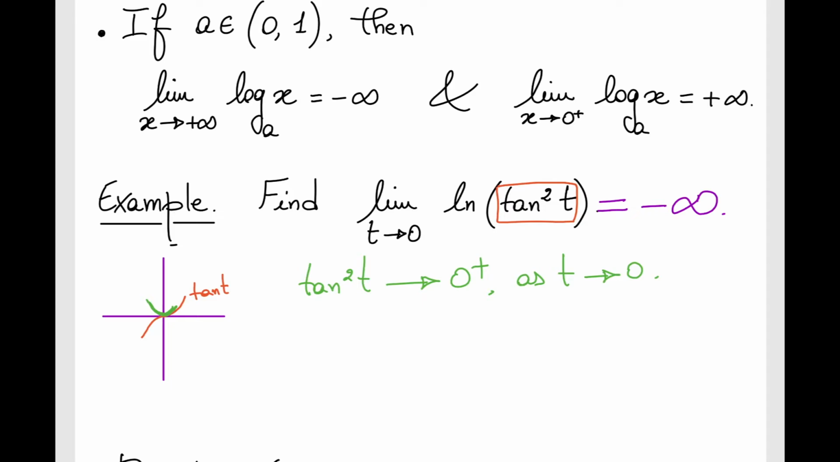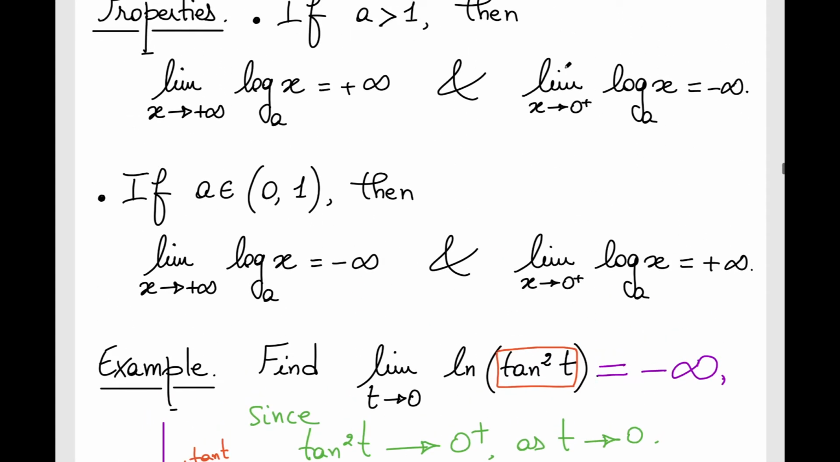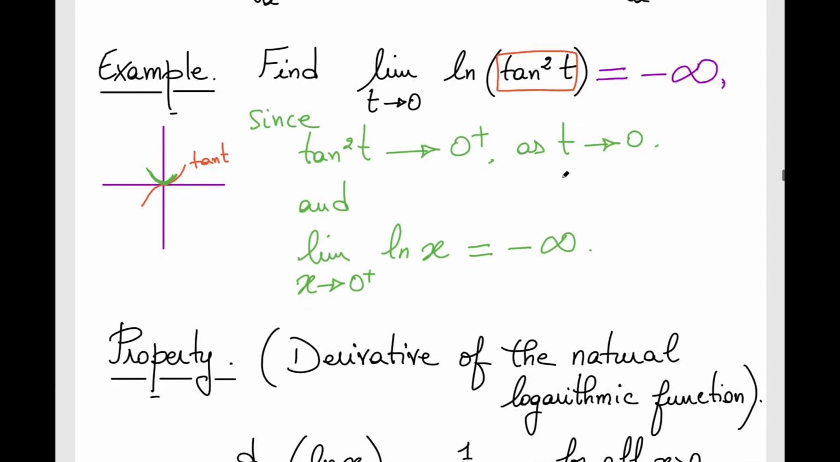Okay. So if you want, you can say this: since tangent squared of t is approaching 0 from the right, and the fact that the limit as x goes to 0 from the right of ln of x, where x is tangent squared of t, is equal to minus infinity according to what we just said above, namely this. Very good.